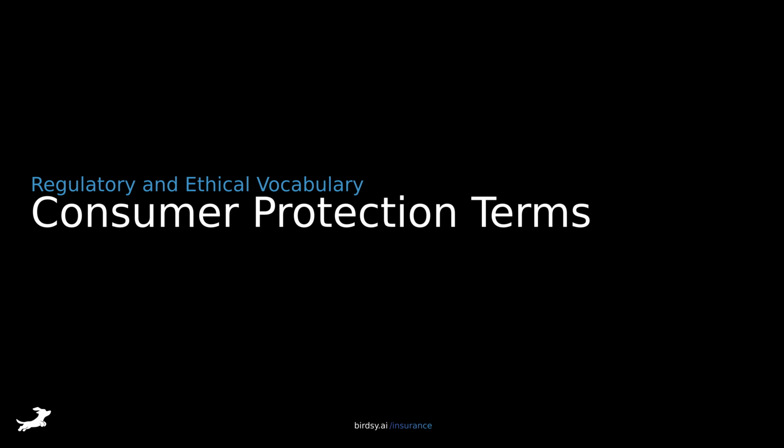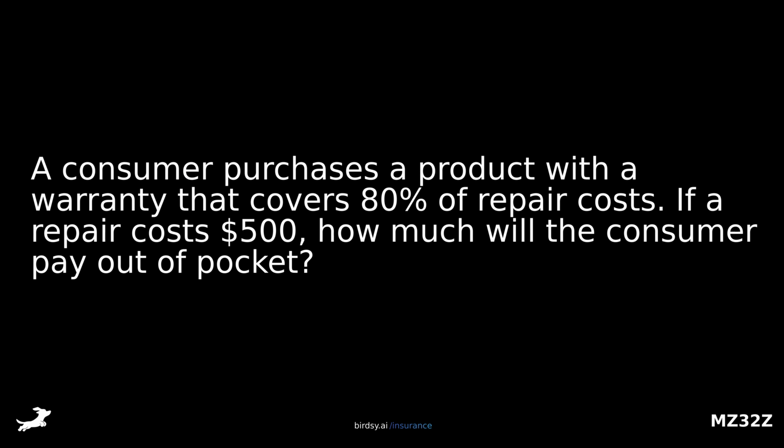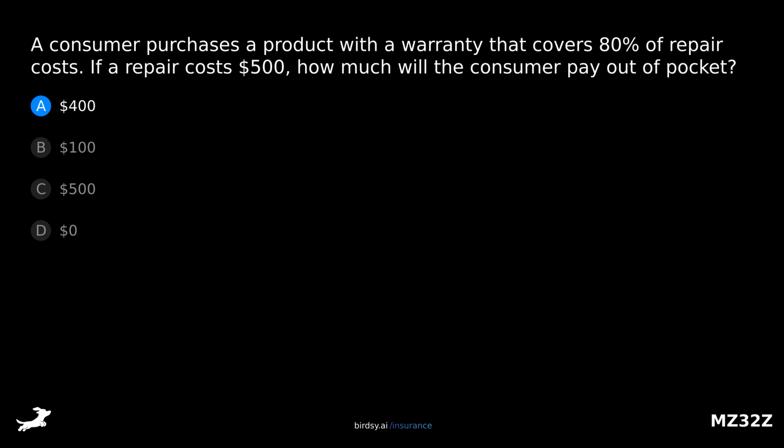Consumer protection terms. A consumer purchases a product with a warranty that covers 80% of repair costs. If a repair costs $500, how much will the consumer pay out of pocket? Is it A, $400, B, $100, C, $500, or D, $0? The answer is B, $100.